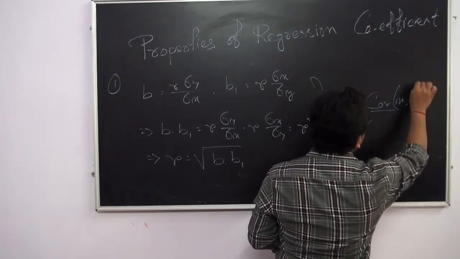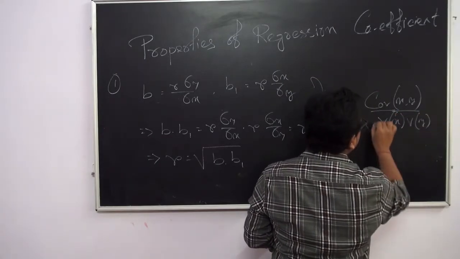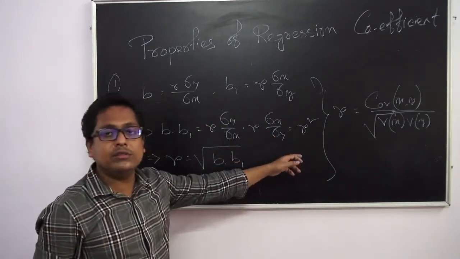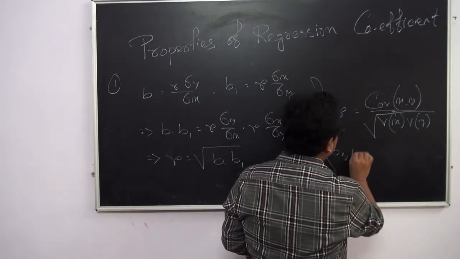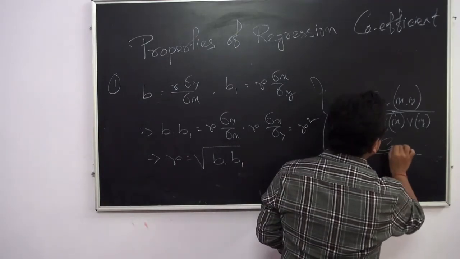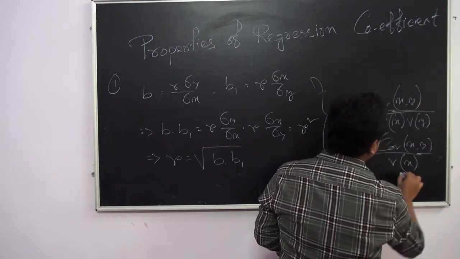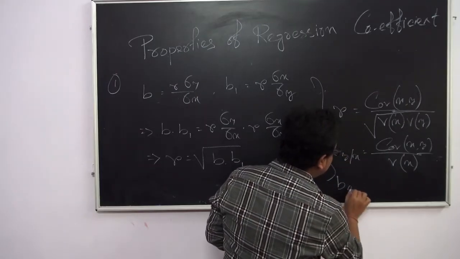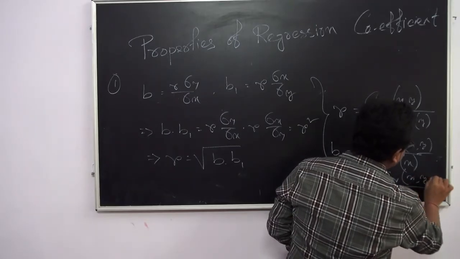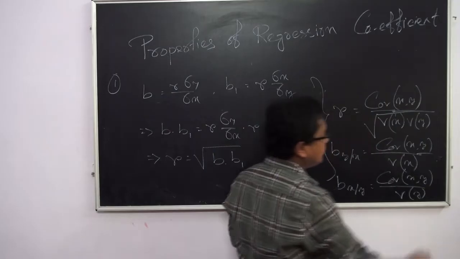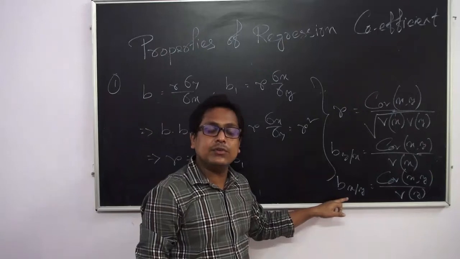Covariance of xy by... r is equal to covariance of xy by square root of variance of x into variance of y. b_yx is nothing but the covariance of xy by variance of x, and b_xy is covariance of xy by variance of y. This is the regression coefficient of y on x, and this is the regression coefficient of x on y.